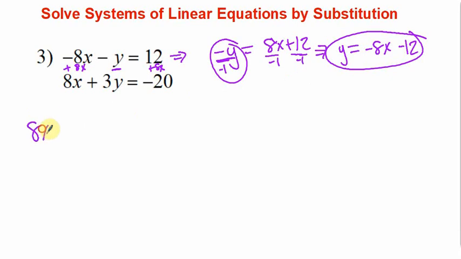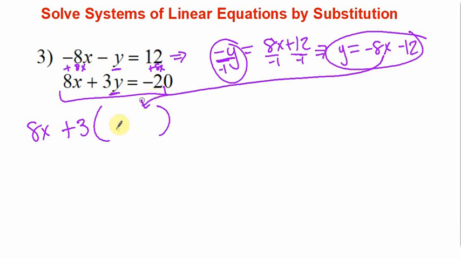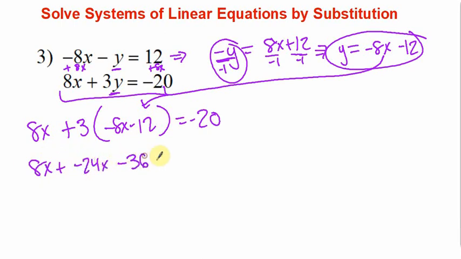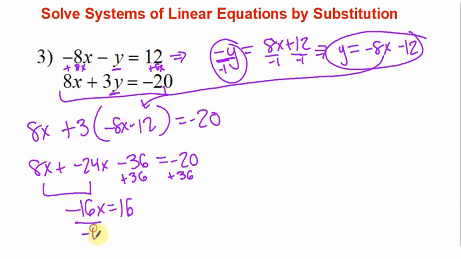Now we can come over to this other equation, and wherever I see a y, I'm going to substitute in negative 8x minus 12. Now let's solve this. 8x plus 3 times negative 8x is negative 24x. 3 times negative 12 is negative 36. 8x plus negative 24x is negative 16x. We'll add the 36 to both sides. Negative 20 plus 36 is 16. And if we divide by negative 16, we get x equals negative 1.